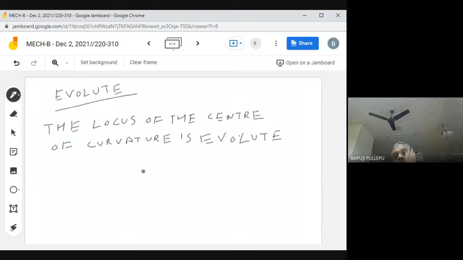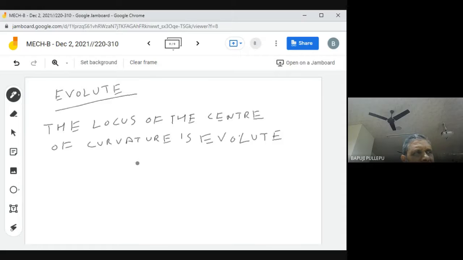The locus of the center of curvature. Now, they will give one curve, and you can find different centers of curvature. If we join all the centers, you will get the evolute. So the locus of the center of curvature is called the evolute. Now there is a very good problem. Three problems are there; guaranteed, one problem will come.